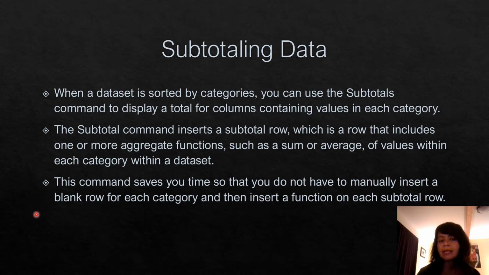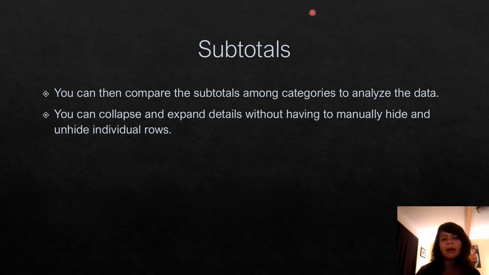This command can save you time so that you don't have to manually insert a blank row for each category and then insert the function on each subtotal row. So let's look at subtotals. You can then compare the subtotals among the categories to analyze the data. You can also collapse and expand the details without having to manually hide and unhide individual rows. So this is a quick way to collapse and expand based on the categories.